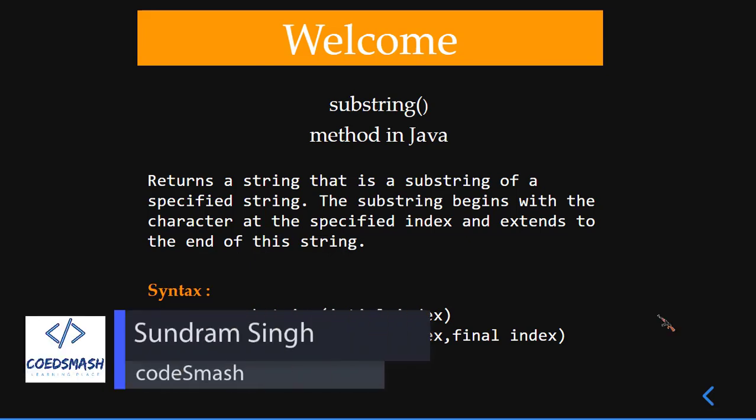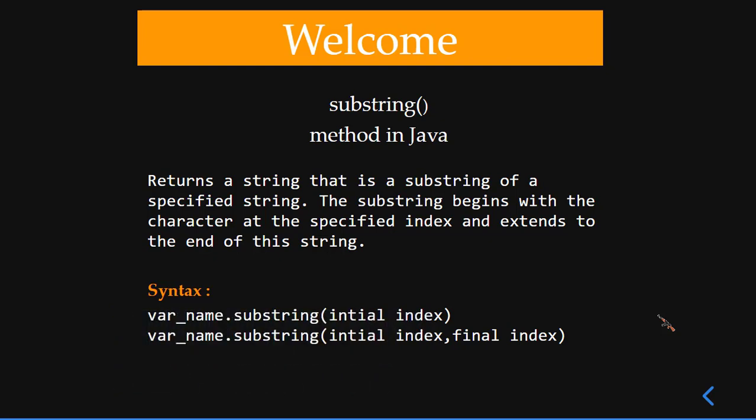Welcome to this video. In this video we are going to look at another method of the Java string class. The method name is substring. The substring method returns a string that is a substring of a specified string. The substring begins with the character at the specified index and extends to the end of this string or to the end index specified.